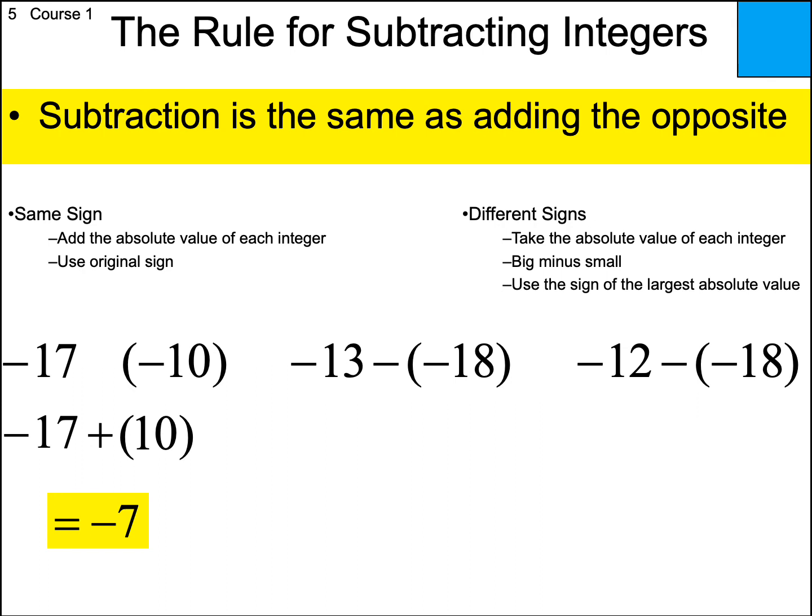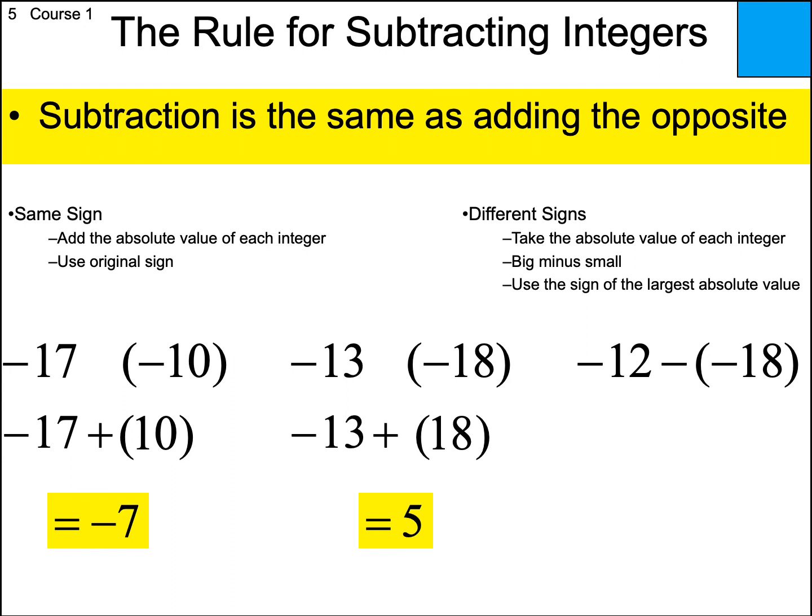Middle one. Subtraction is the same as adding the opposite. The opposite of negative 18 is 18. Different signs. Big minus small. 18 minus 13 is 5. More positives than negatives, positive 5.